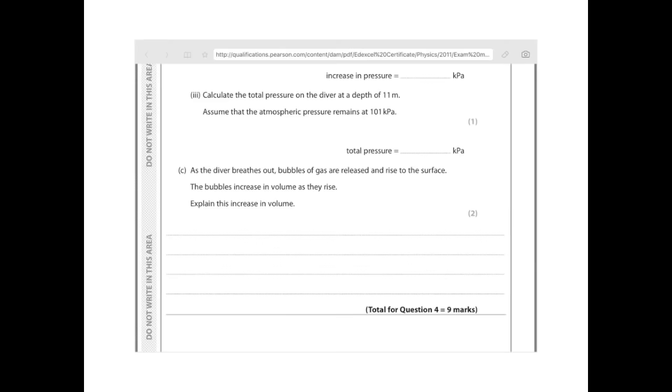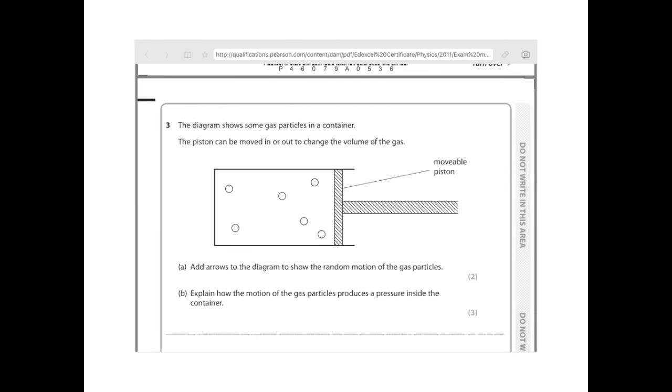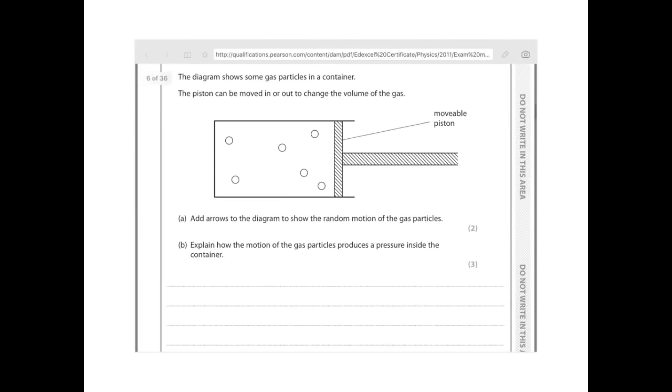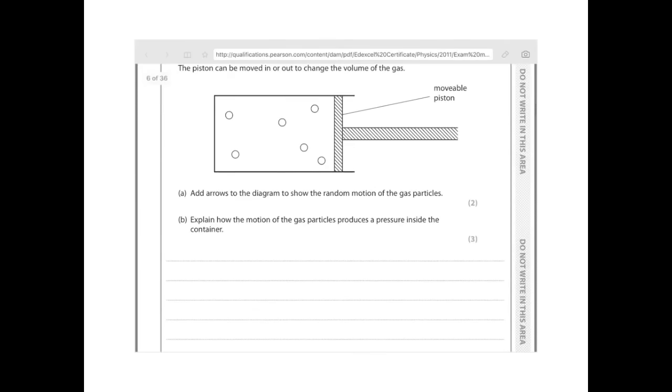And if that sounds weird, you can state the other pressure equation once again, which is P1 times V1 equals P2 times V2. The diagram shows some gas particles in a container. The piston can be moved in or out to change the volume of the gas. Add arrows to the diagram to show the random motion of the gas particles. Just literally show them just moving around really randomly. Just make sure you add enough arrows. They're just a gas, so it's quite straightforward.